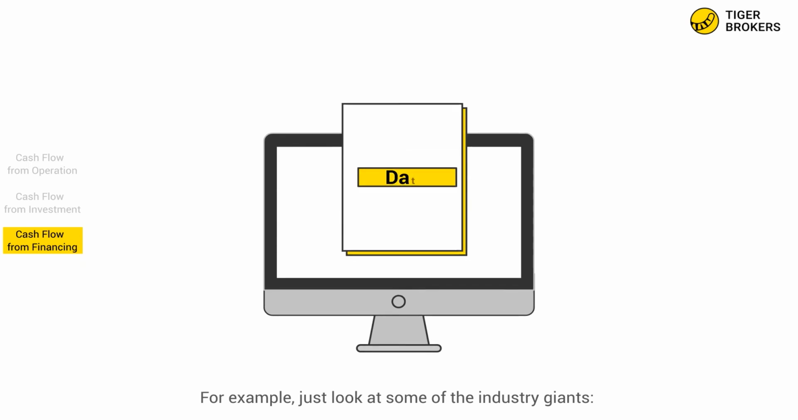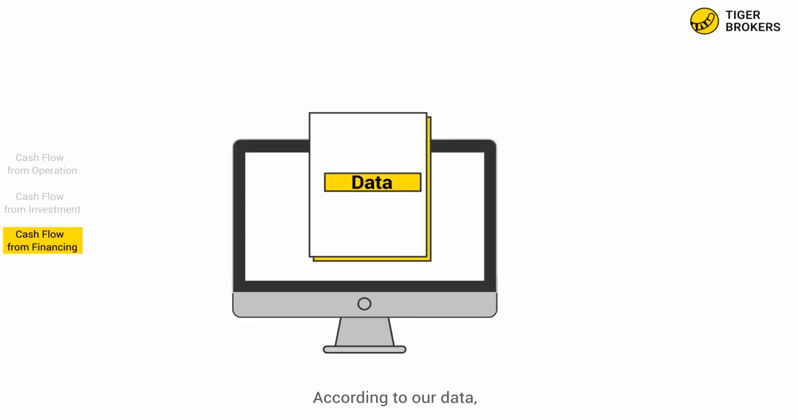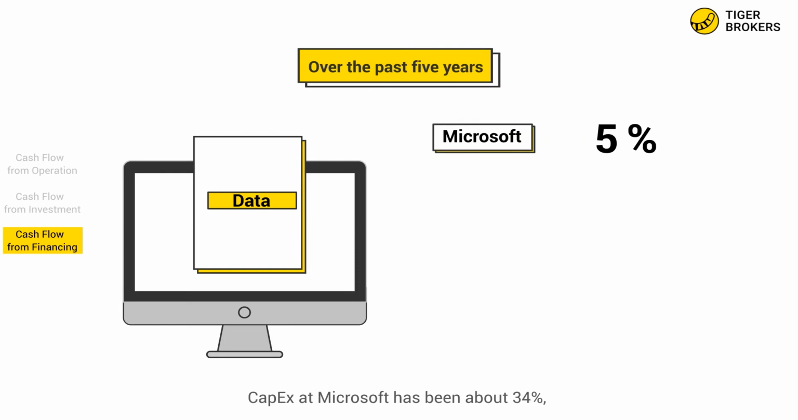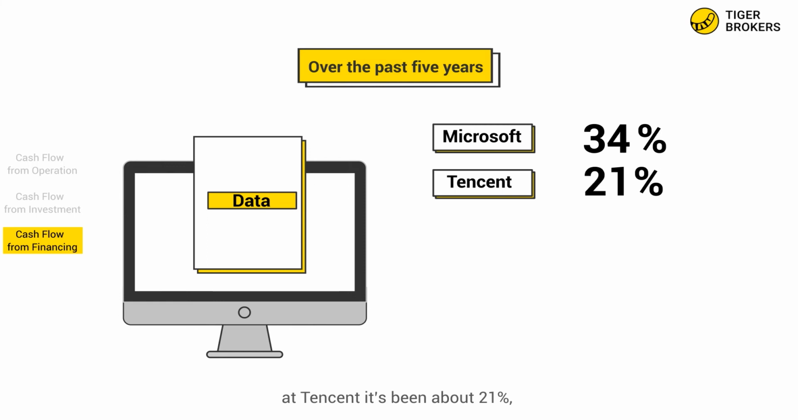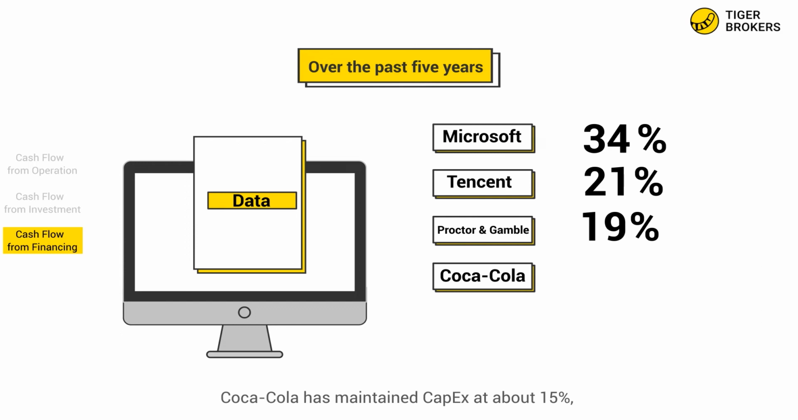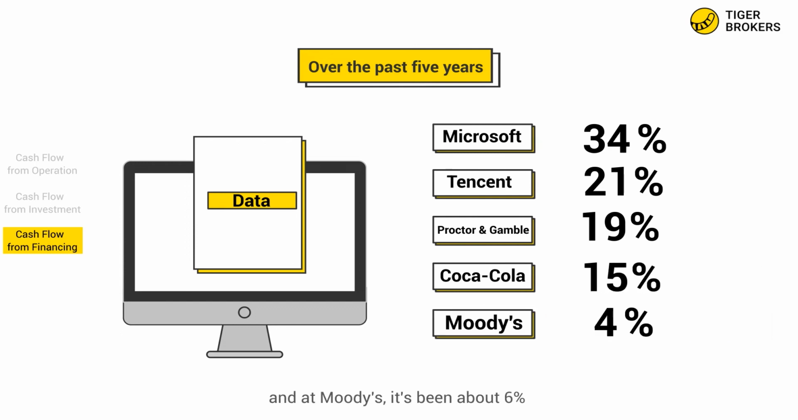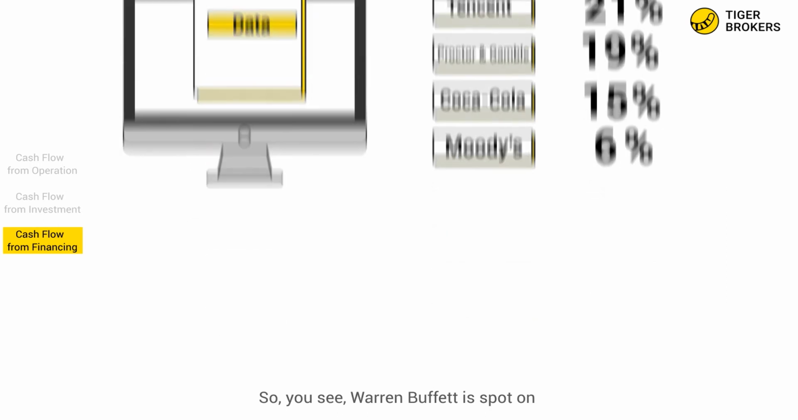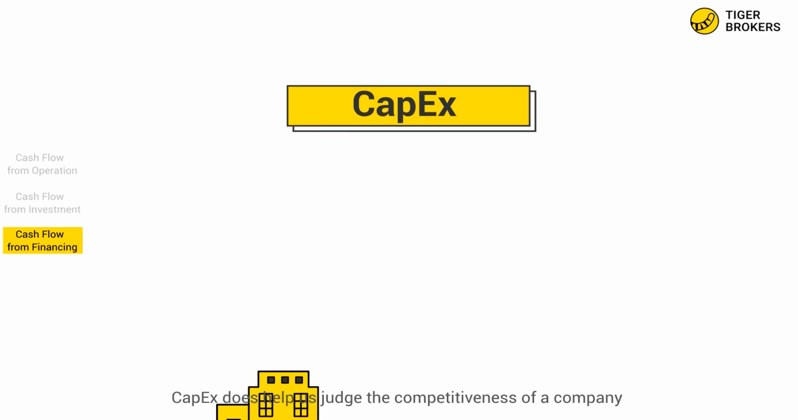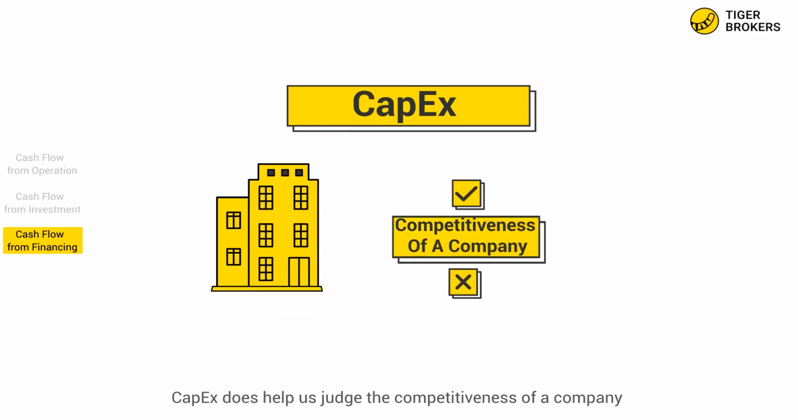For example, just look at some of the industry giants. According to our data, over the past 5 years, capex at Microsoft has been about 34%. At Tencent, it's been about 21%. At Procter & Gamble, about 19%. Coca-Cola has maintained capex at about 15%. And at Moody's, it's been about 6%. So you see, Warren Buffett is spot on. At the end of the day, capex does help us judge the competitiveness of a company.